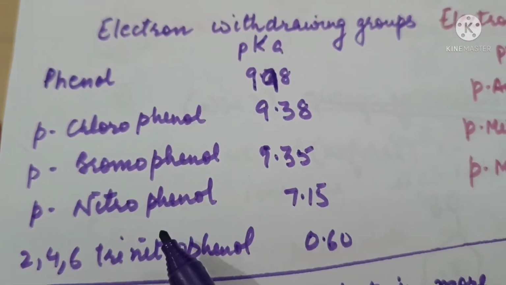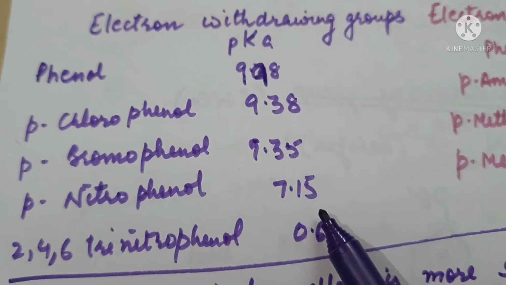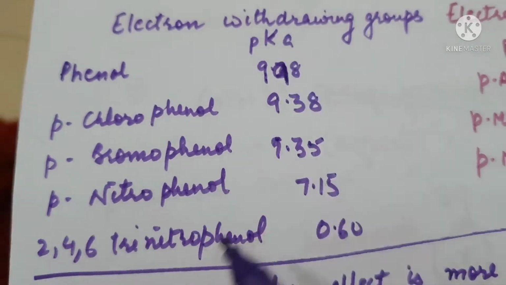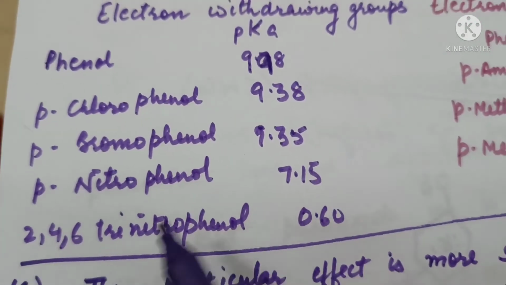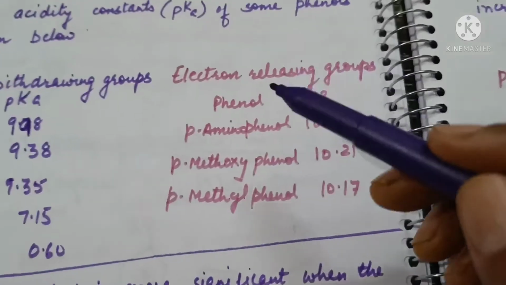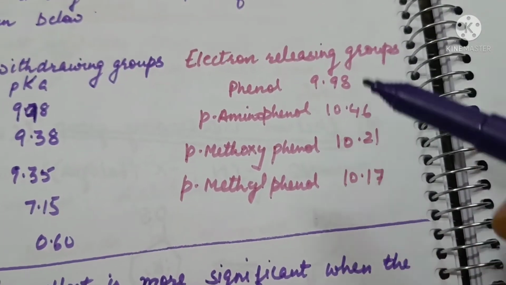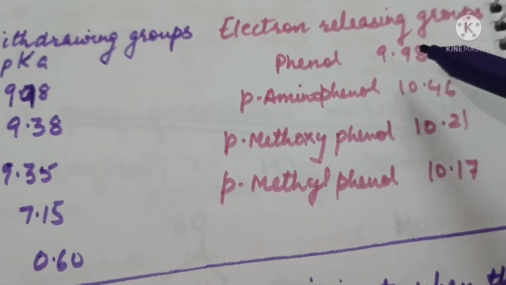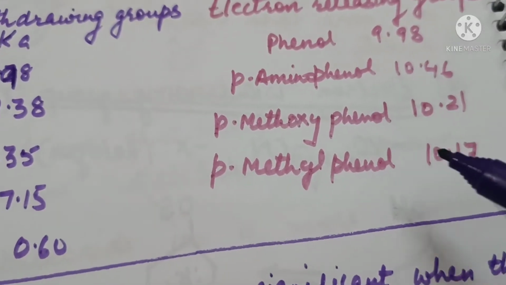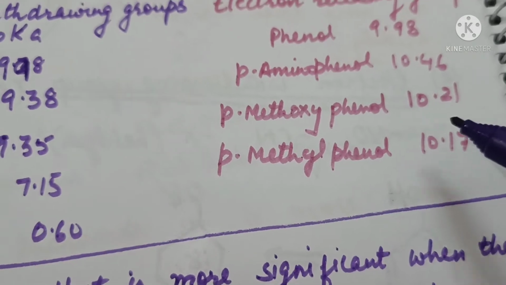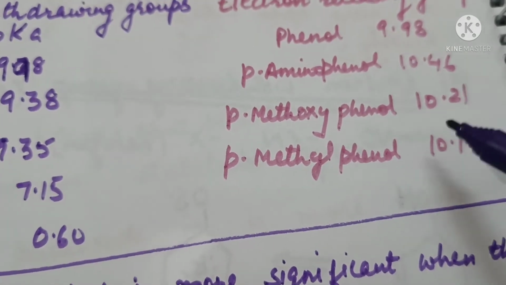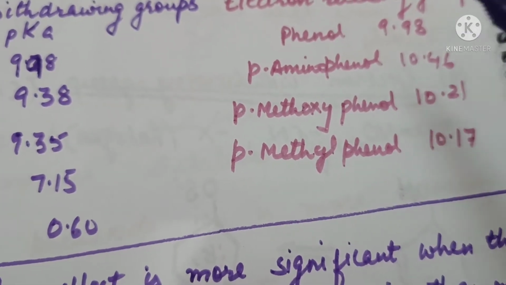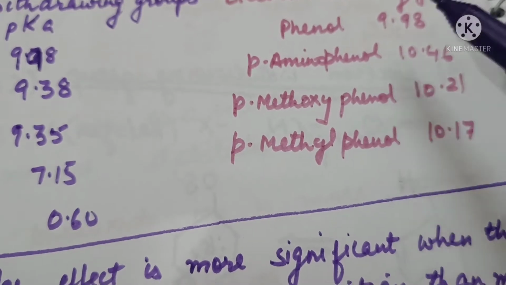Similarly, para-nitrophenol is most acidic in nature. The more the number of electron withdrawing groups, the more will be the acidity. Electron releasing groups will decrease the acidity. So we see that para-aminophenol is less acidic than phenol, and for para-methoxyphenol the pKa value is again greater than phenol, meaning it's less acidic than phenol.